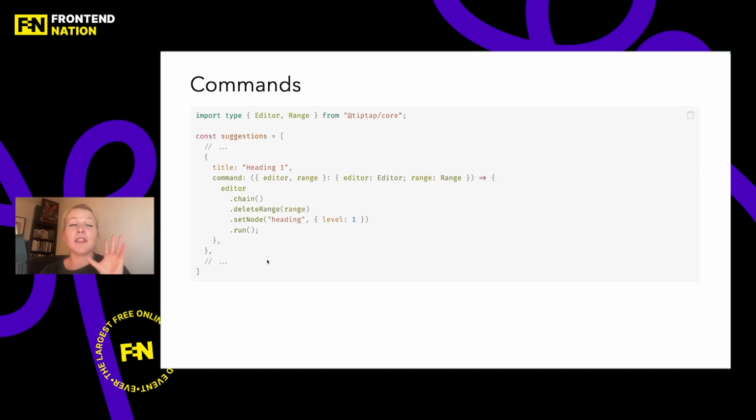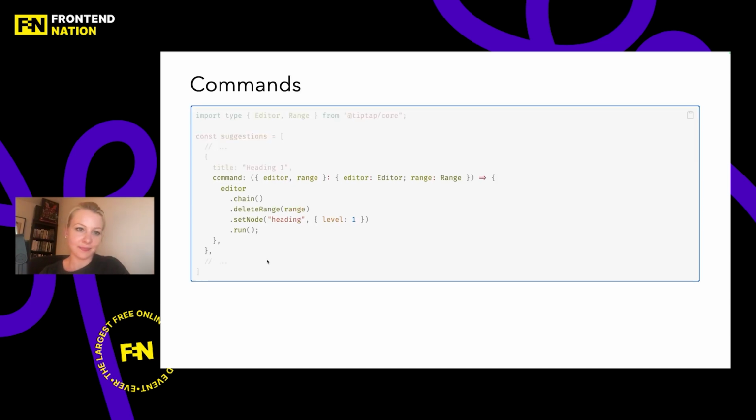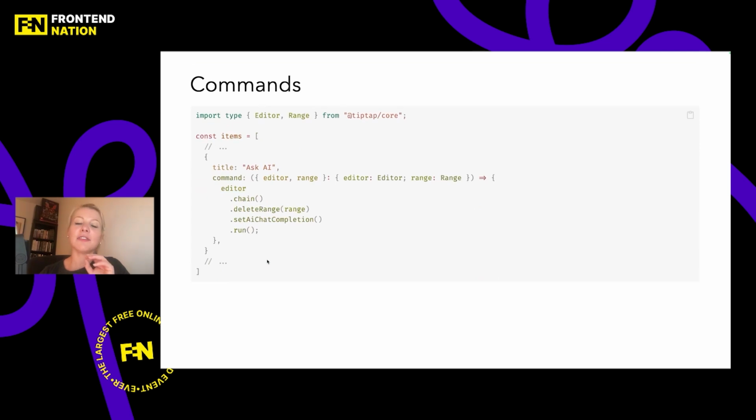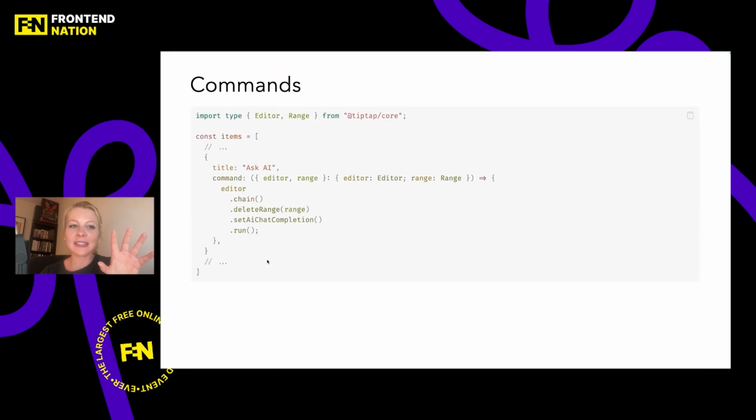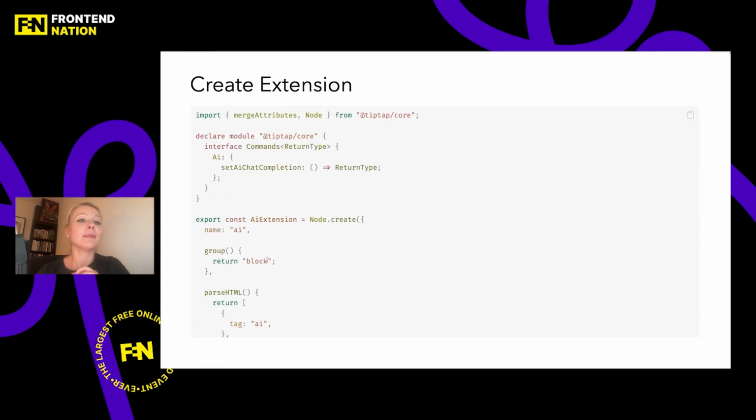This is very Tiptap specific, no custom AI stuff yet, which we have now here on this slide. And there's actually not much different on these 2 slides, other than the title is now Ask AI, and we have the function setAICompletion, which is not coming from Tiptap. So where does it actually come from? It comes from this file.